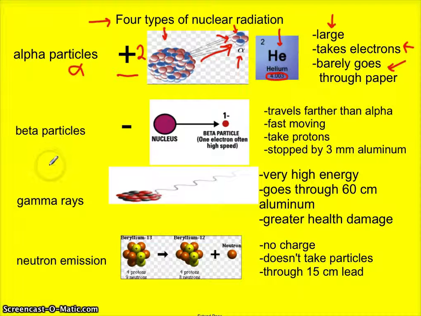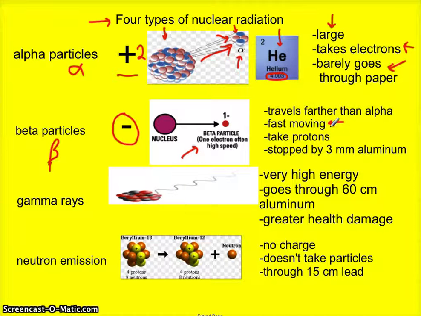Now, beta particles are signified by the Greek letter beta. I don't know if I could really draw that very well, but it looks something like that with a long tail. But anyway, beta particles are not shooting out protons and neutrons. Beta particles are just shooting out one electron. And of course, since it is one electron, it has a negative charge. Now, these beta particles travel farther than alpha particles. They go faster. They are much faster moving.